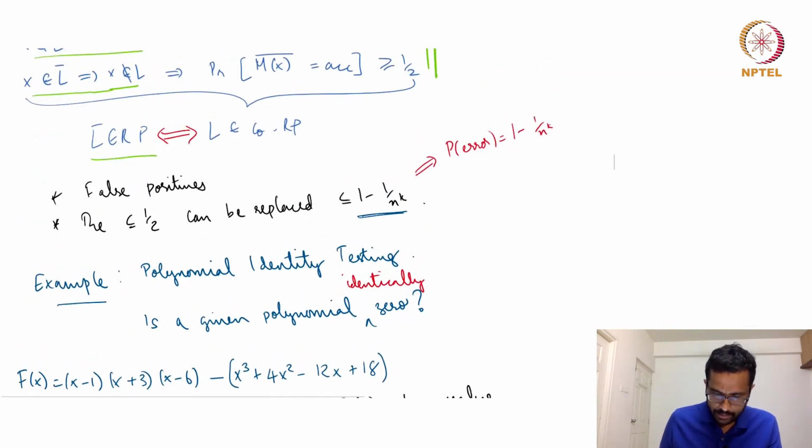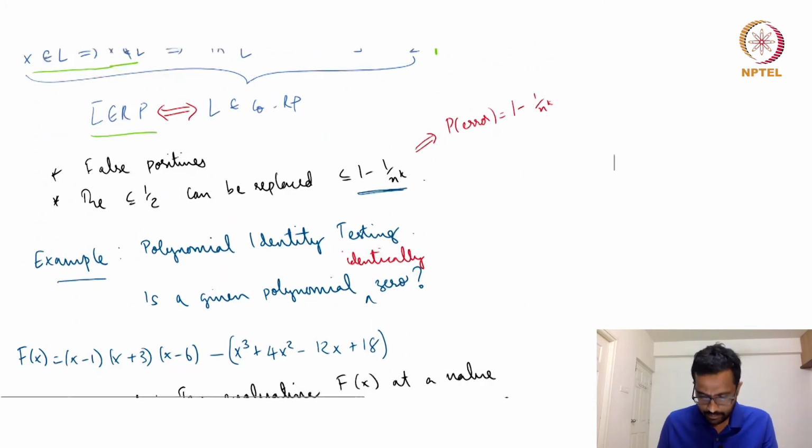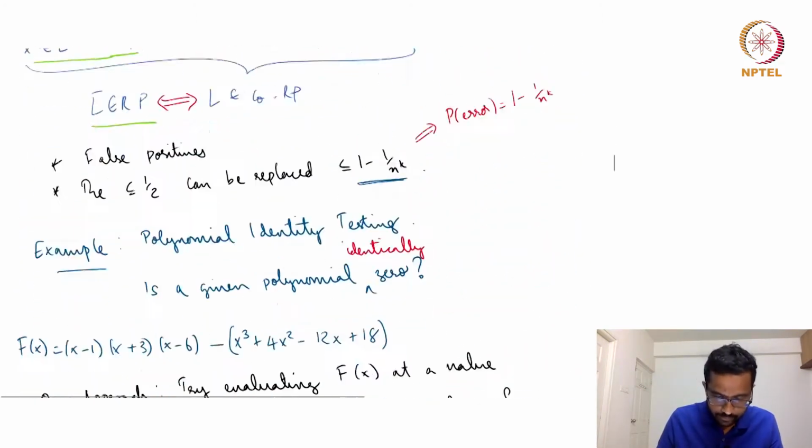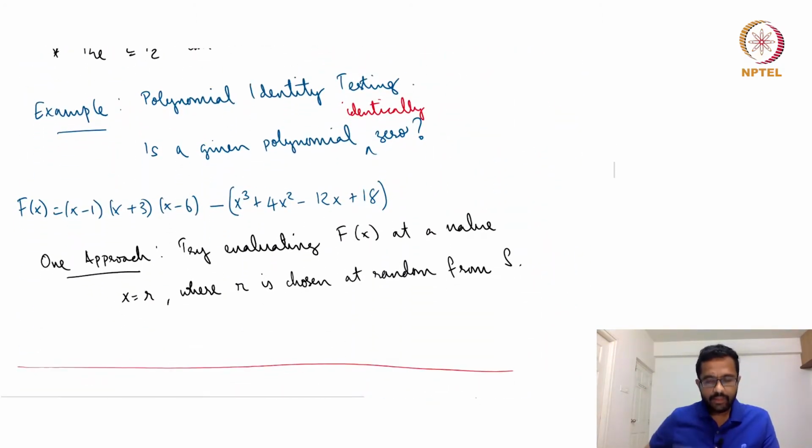I will just explain one more example, which is also a co-RP example, but this is another problem. This problem is called polynomial identity testing. It may sound very simple, but it happens to be a very fundamental problem, which is very interesting, especially from the perspective of randomized algorithms. The problem is: is a given polynomial identically 0?